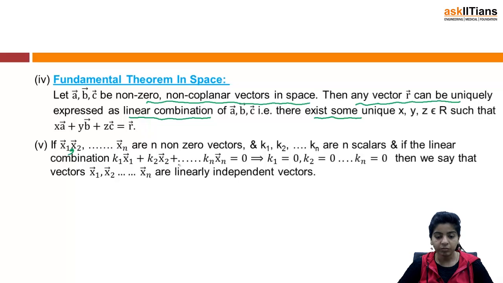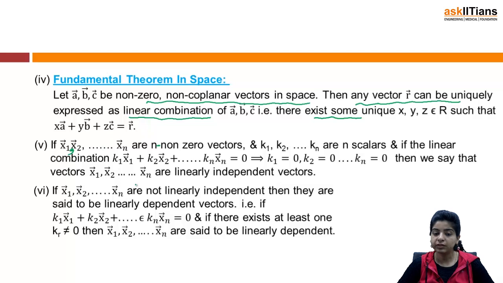If we have certain number of vectors, non-zero obviously, n non-zero vectors x1, x2, xn, and suppose we have n scalars also k1, k2, kn such that the linear combination k1x1 plus k2x2 plus knxn equal to 0 implies that k1, k2, kn each one of them is 0, then we'll say that the vectors are linearly independent vectors. And similarly, if x1, x2, xn are not linearly independent, then they are said to be linearly dependent vectors. Obviously, if they are not linearly independent, that means they are linearly dependent.